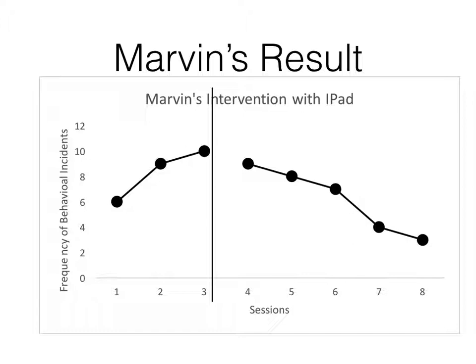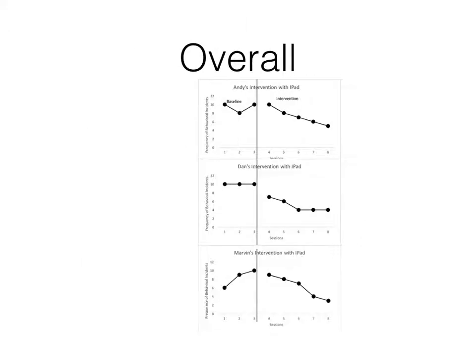Day 1, he had 8. Day 2, he had 6. Day 3 he had 5. Day 4 he had 4, and day 5 he had 2. Again, we're seeing a decrease of behavior incidents after the intervention. So if we look at the overall results, we see that after we used the intervention, we did have a decrease in behavior incidents.